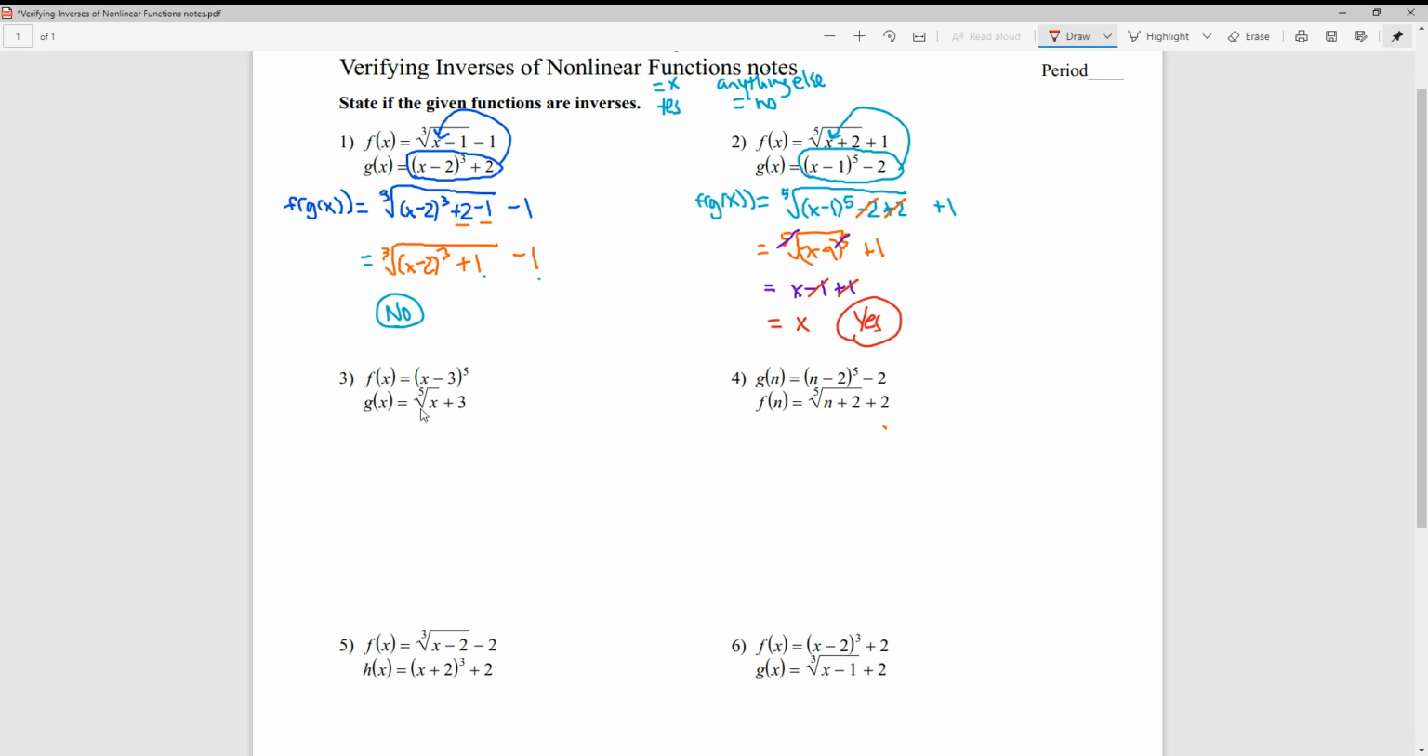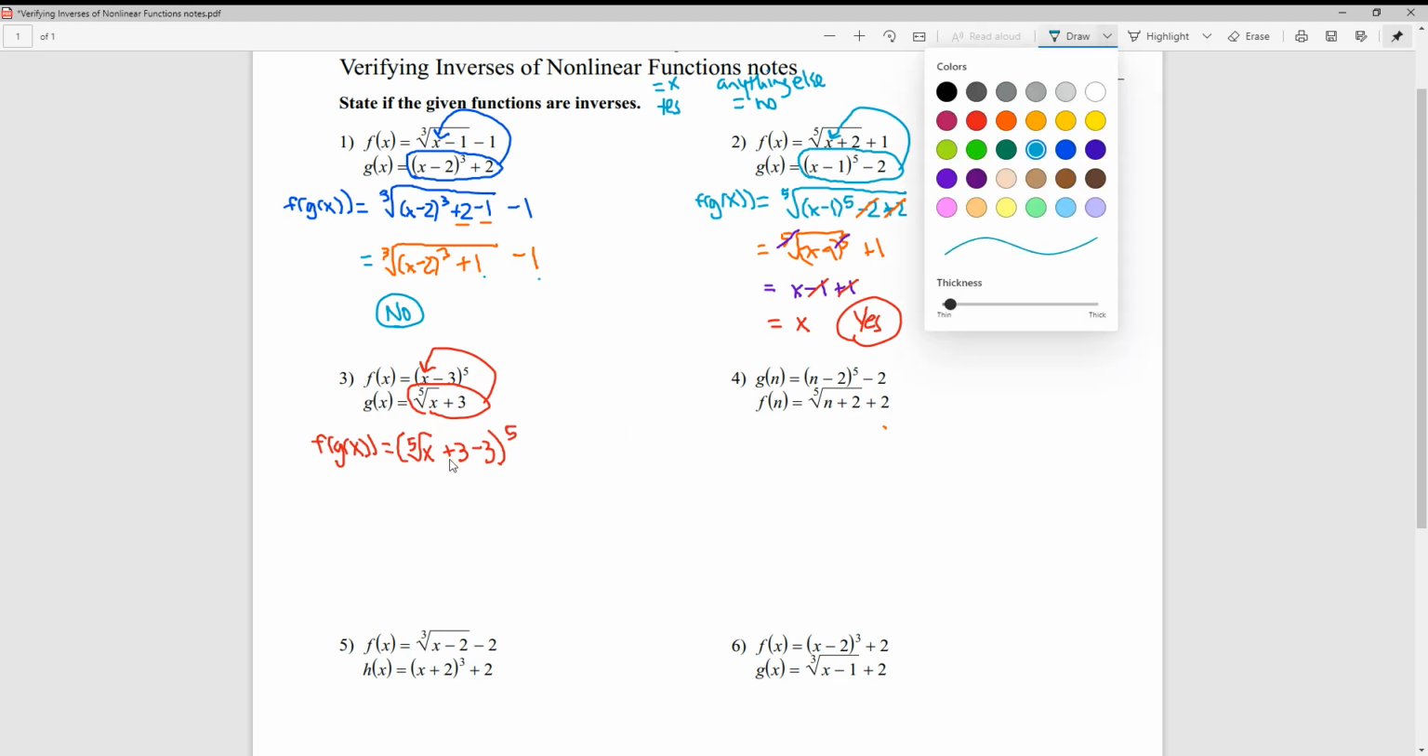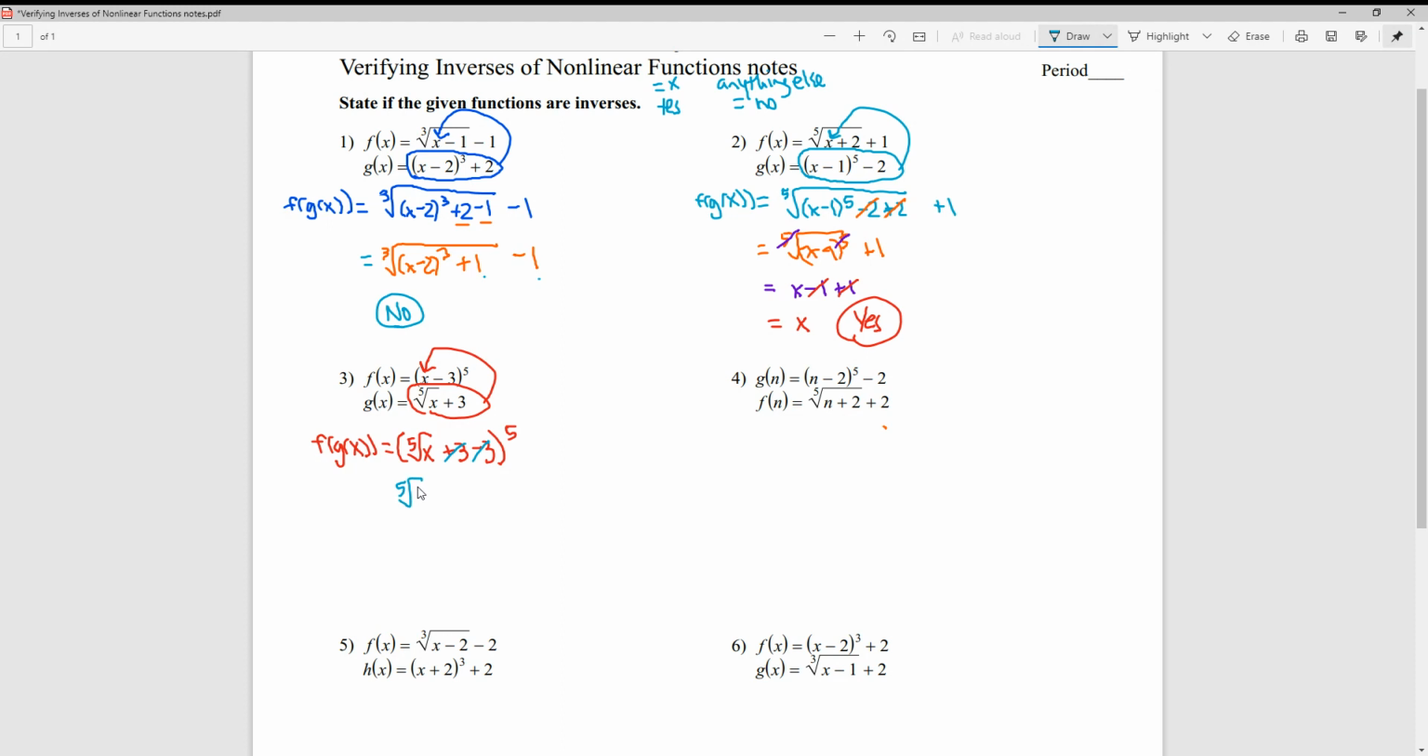Number 3, same idea. I'm going to find f of g of x. So I'm going to plug the whole g function in for x into the f function. That's going to look like parentheses, the g function, fifth root of x plus 3. Then I have a minus 3 and a fifth power. Inside those parentheses, plus 3 and minus 3 are opposites, so those cancel. Also, I have a fifth root and a fifth power, which are opposites, so those cancel. So I end up with just x, which means yes, those two functions are inverses.